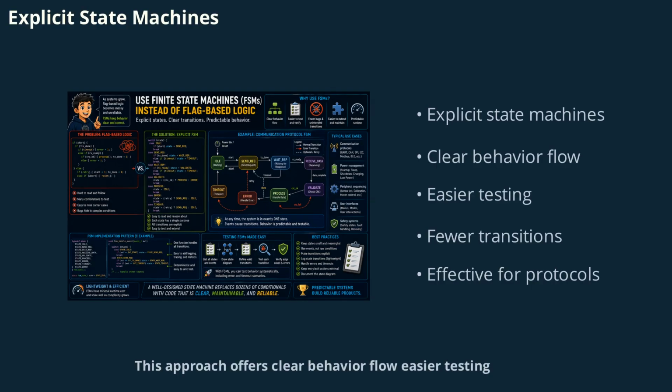This approach offers clear behavior flow, easier testing, and fewer unintended transitions. Explicit state machines are particularly effective for communication protocols, power management, and peripheral sequencing. A well-designed state machine often replaces dozens of conditionals, making your code more maintainable and reliable.